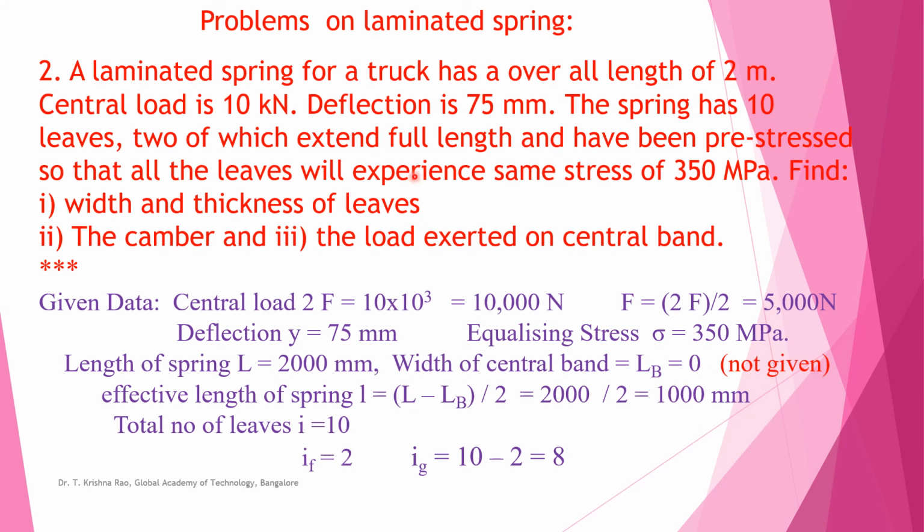4 steps are there. One more problem here. Second problem, in this what we are doing is equalizing stress compared to the previous problem. What is special in this is: a laminated spring of a truck has an overall length of 2 meters. Central load is 10 kilonewtons, 2F. Deflection is 75 mm. The spring has 10 leaves. Total leaves are 10, 2 of which are full length. IF is 2, total is 10, so there will be 8 graduated leaves. And the leaves have been pre-stressed so that all the leaves will experience the same stress.